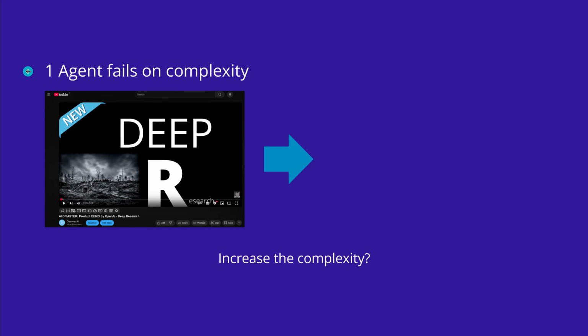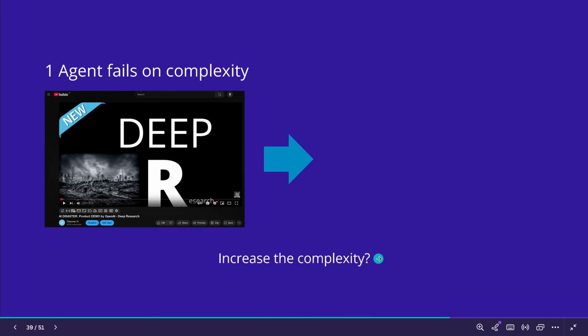So we now have one AI agent that simply fails on the given task because the complexity is too high for this single agent, this product by OpenAI. And then I ask you, hey, so what do we do now? What is the next logical step? Should we increase the complexity? Maybe not such a good idea, no?